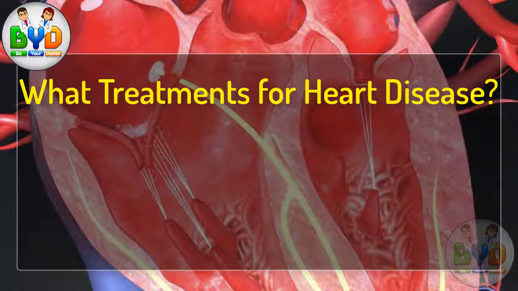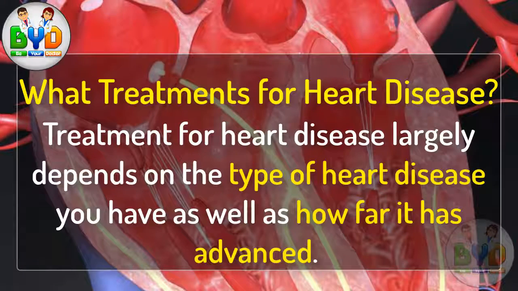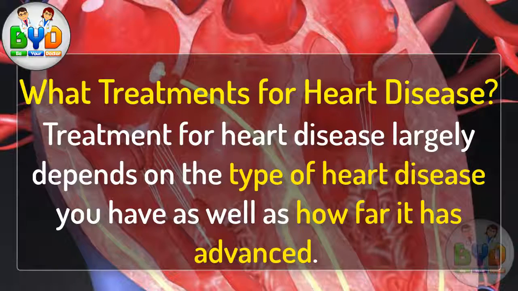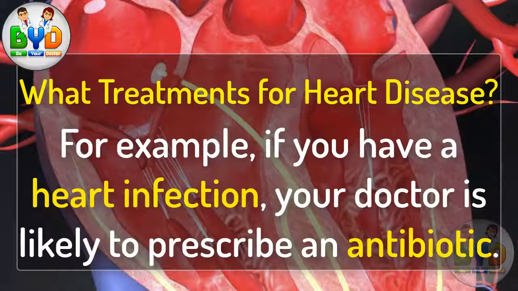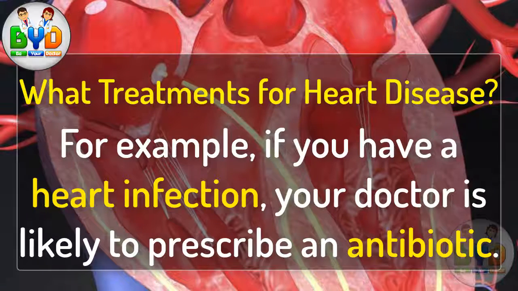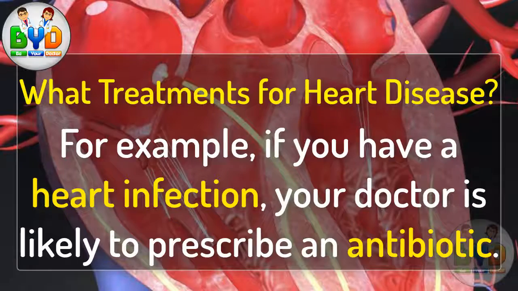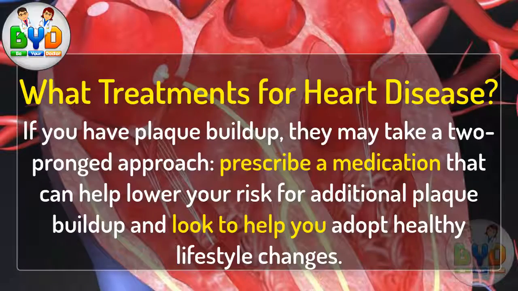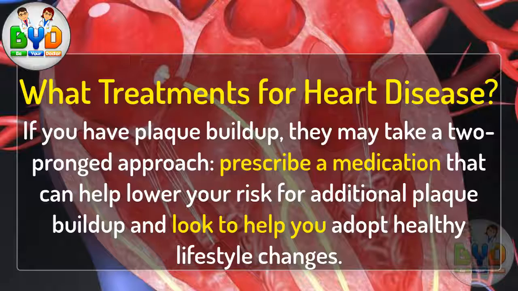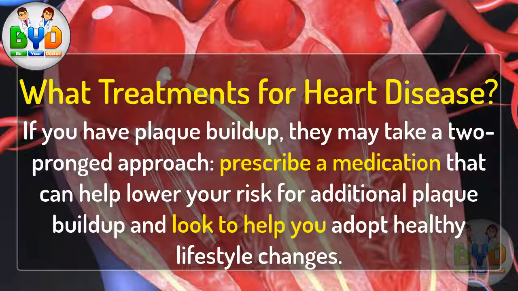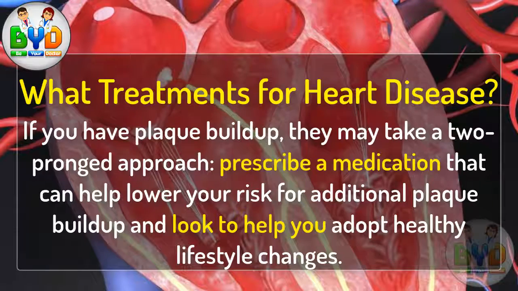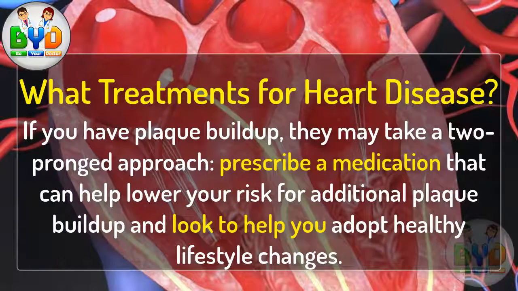What treatments are available for heart disease? Treatment for heart disease largely depends on the type of heart disease you have as well as how far it has advanced. For example, if you have a heart infection, your doctor is likely to prescribe an antibiotic. If you have plaque buildup, they may take a two-pronged approach: prescribe a medication that can help lower your risk for additional plaque buildup and look to help you adopt healthy lifestyle changes.